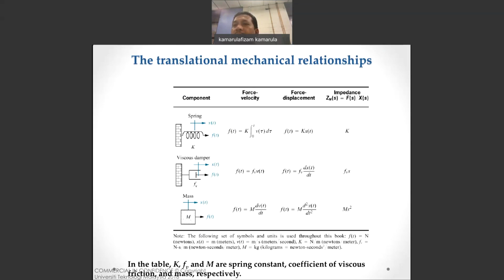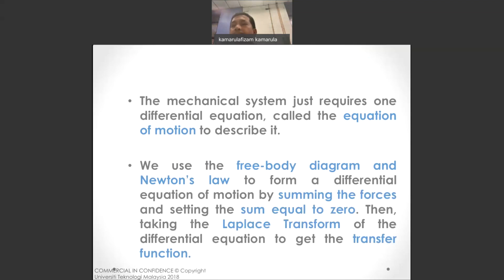For example, if you need force and velocity, you can use the first term. If you need force displacement, you can use the second term. The same for damper and also mass. So you have options here to use the formula of force velocity or force displacement. Depending on the kind of analysis that you do in any control system, you have to select the most suitable one. Also you have impedance for the whole thing. So more or less the same thing as the electrical system. You have impedance representation at the last part.